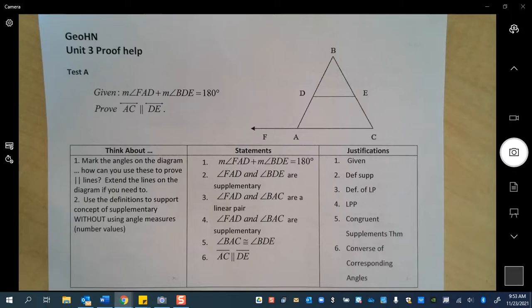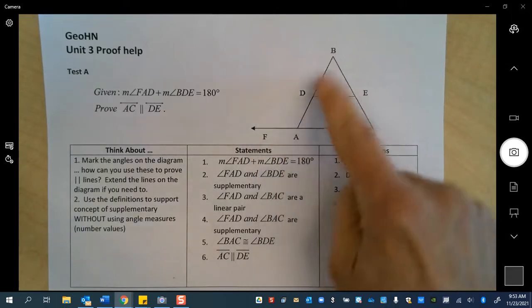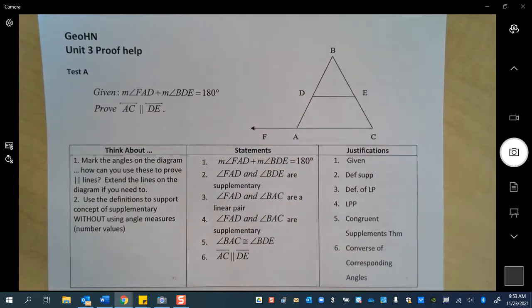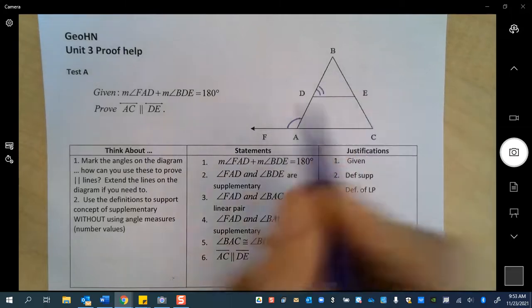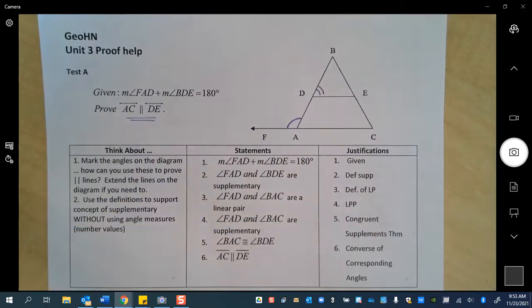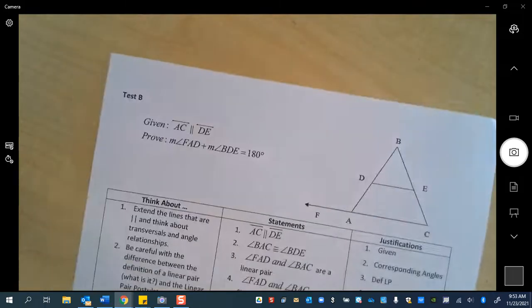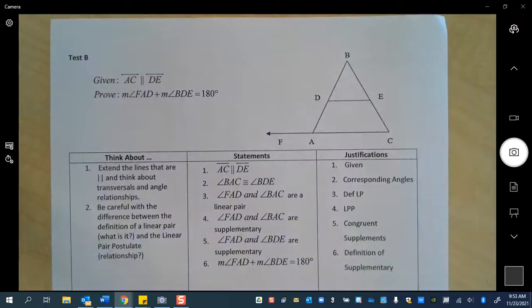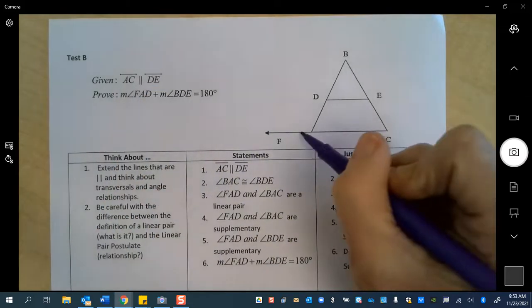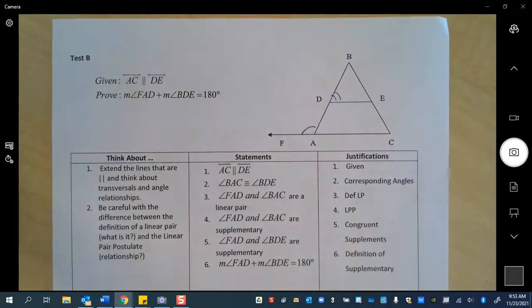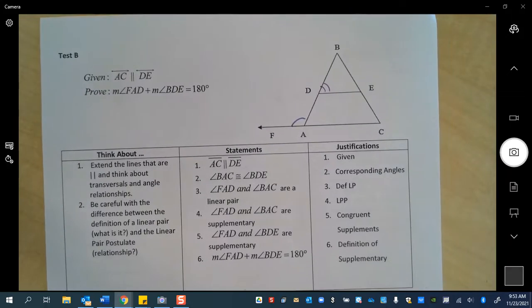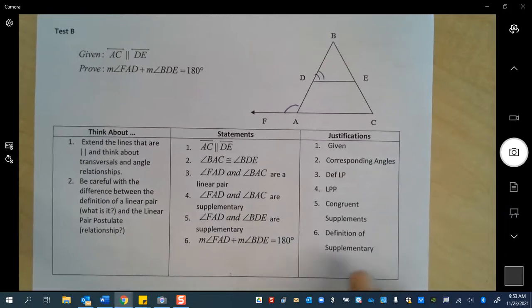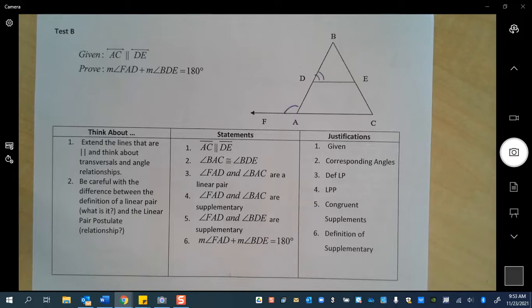So for this first one, we're given the fact that angles FAD and BDE, these two angles here, are supplementary, and then we need to prove that the lines are parallel. If you look at test B, we're given that the lines are parallel, and my job is to prove that those two angles are supplementary. So in each of them, we reverse the given and the proof. It's funny how similar each of the justifications are.